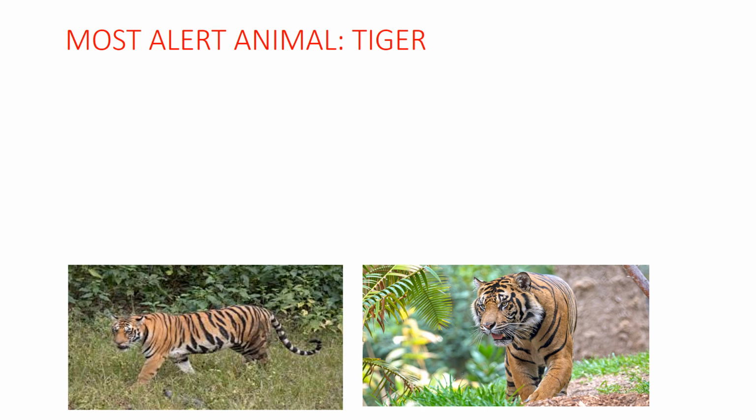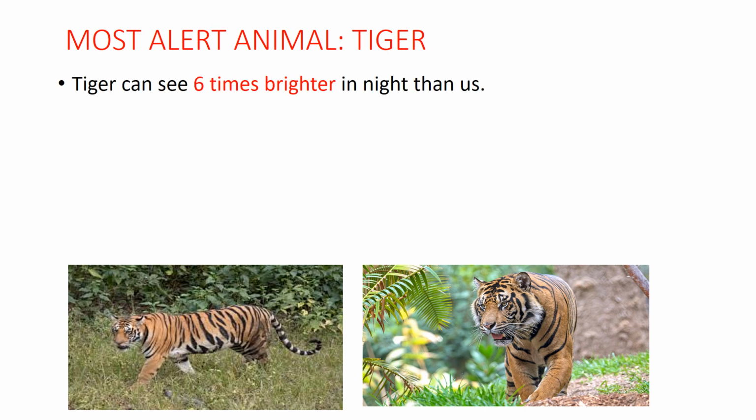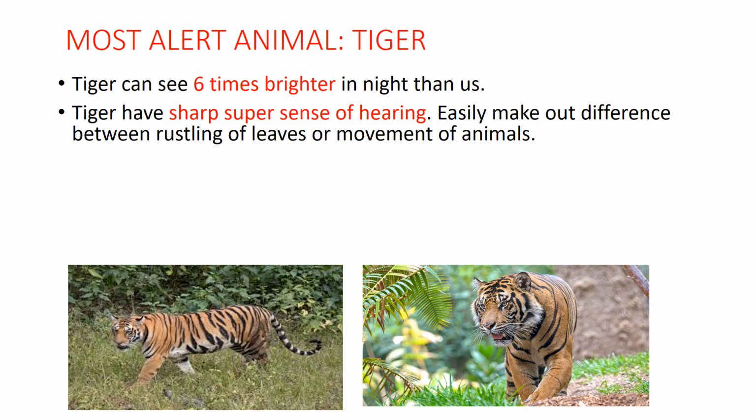Moving to the next, students, you have studied about so many animals and their super senses. Now we will study about the tiger, the animal which is most alert among the animal kingdom. Tiger can see 6 times brighter in the night than us. Tigers have a sharp super sense of hearing. You know, they can even make out the difference between the rustling of leaves and the movement of animals.